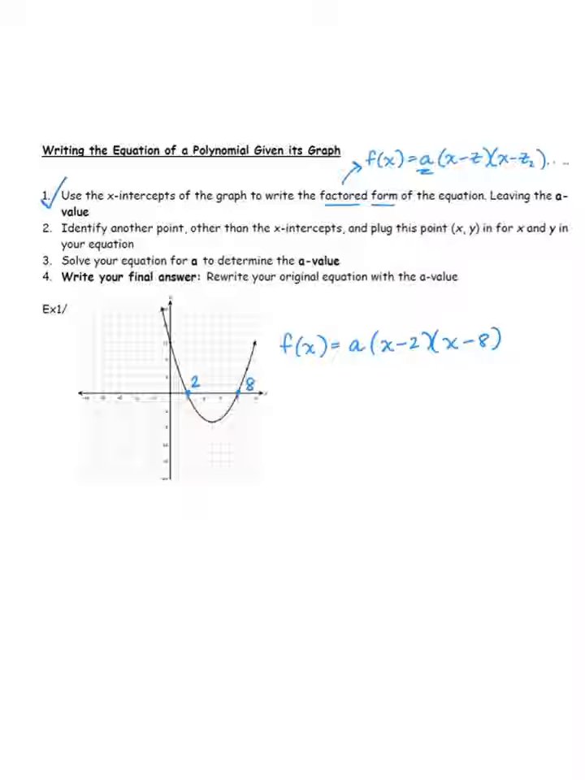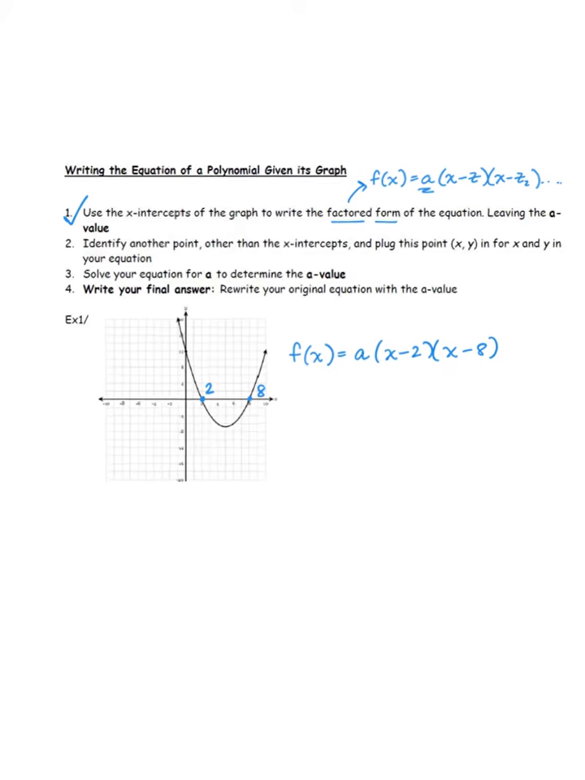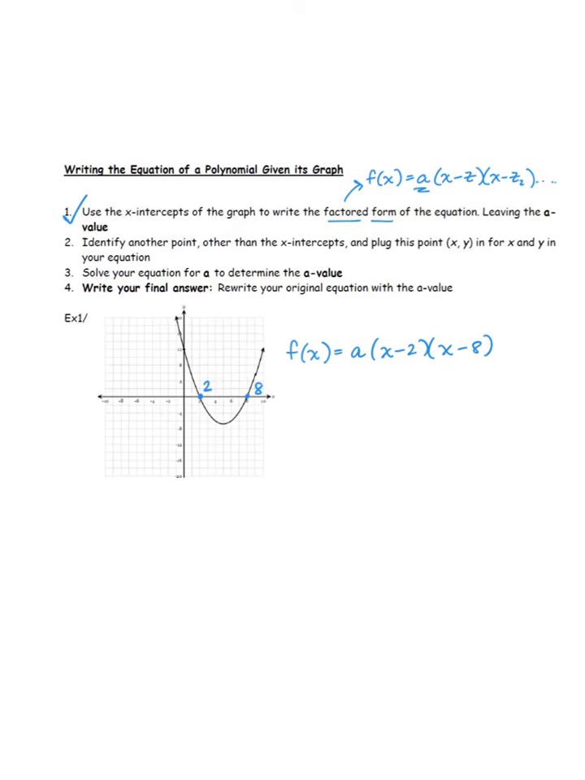We've finished step 1. Step 2 says identify another point. It can't be the 2 points I just picked. It has to be a different point. Identify another point other than the x-intercept and plug in this point for x and y. Every graph you look at is always going to give you a point.